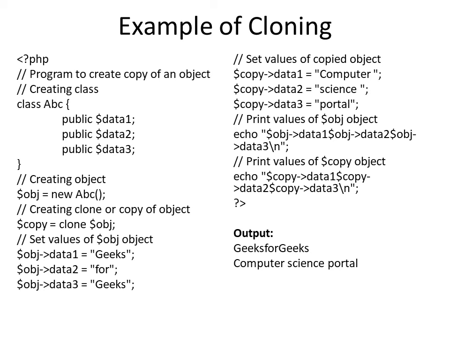Now I am initializing or setting the values of the objects. So obj data1 equals GFG, obj data2 equals 4, obj data3 equals GFG. Now I can assign values to the clone attributes. So copy data1 computer, copy data2 science, copy data3 portal, and using the echo statement I am printing the values of both the objects. So here is the output: GFG 4 GFG, computer science portal.